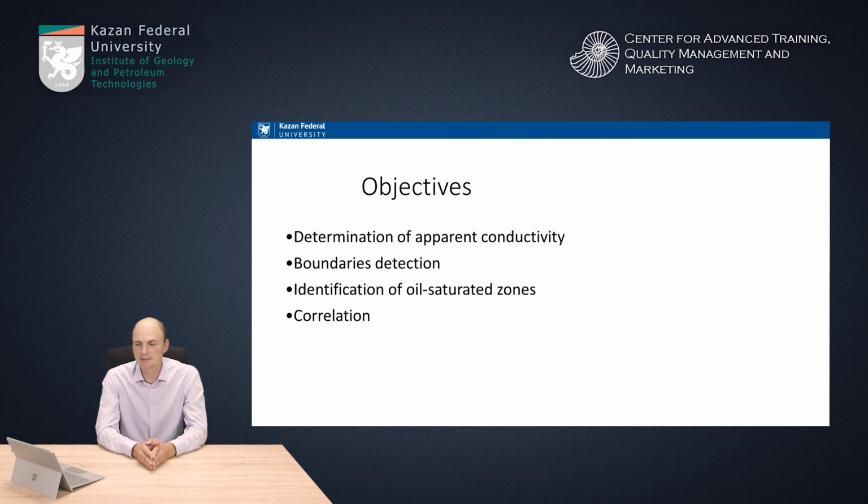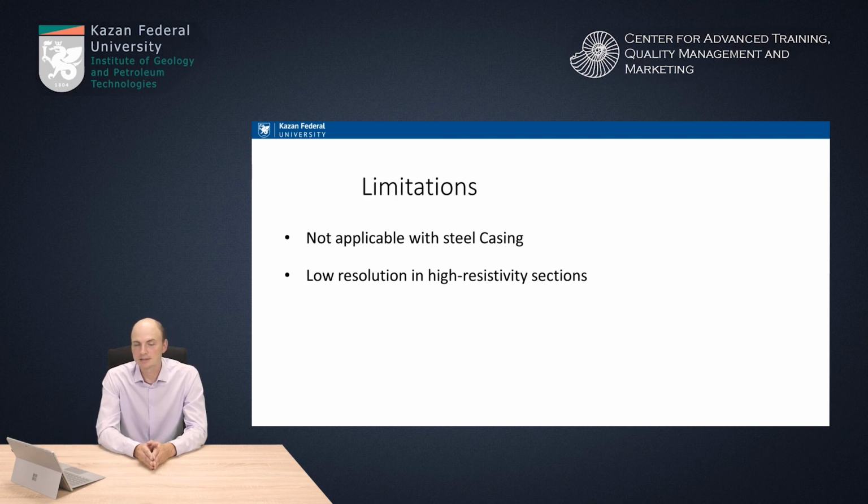The main objectives of the ILD log are determination of apparent conductivity, detection of the boundaries, identification of oil-saturated zones, and the correlation of the cross sections. The limitations: it's not applicable in steel casing. The interesting story is that we can use the ILD in case of plastic casing. In certain examples in the world, the bottom part of the well is cased with a plastic casing. And in this situation, we can use the ILD to control the resistivity of the rock. And by controlling the resistivity of the rock, we can control the oil saturation of the rock.